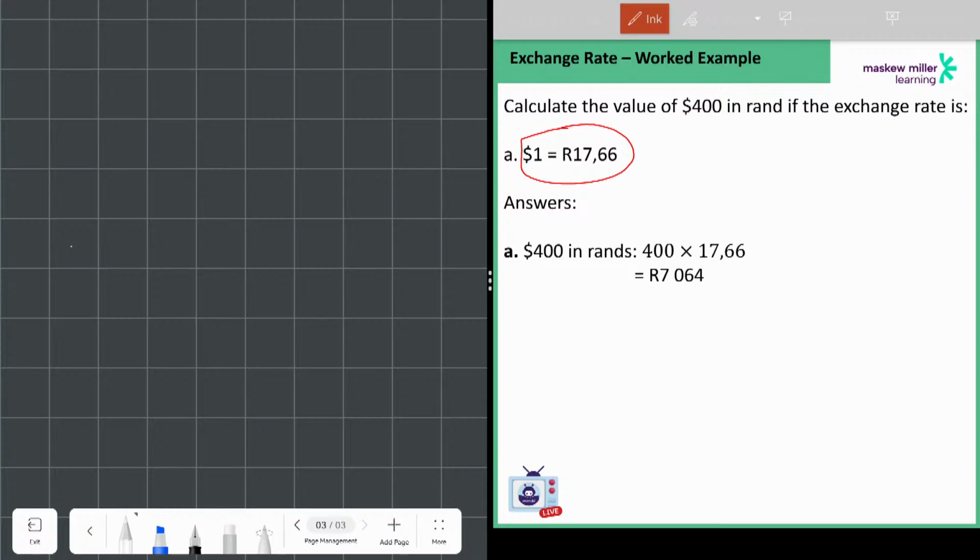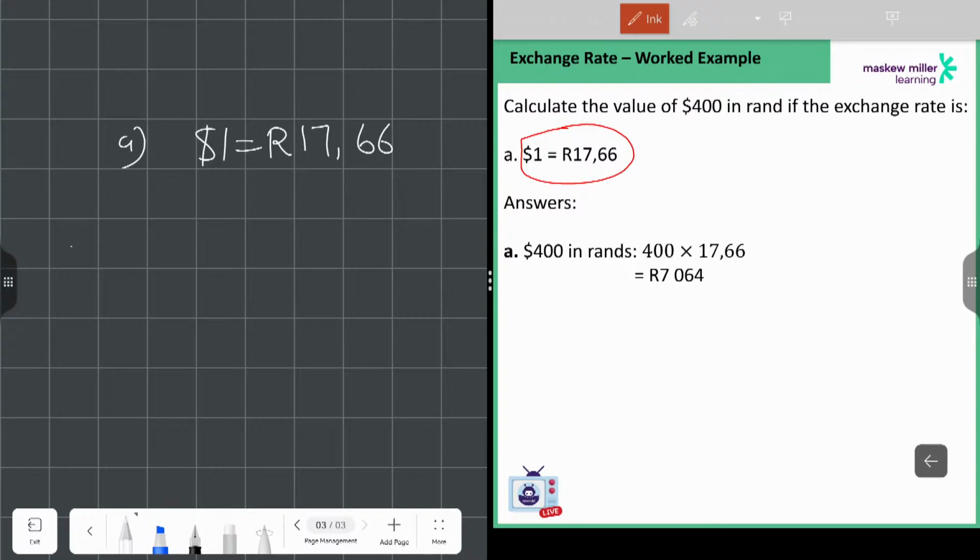But this question was saying calculate the value of $400 in rand if the exchange rate is given to be $1 equals 17.66, or 17 rand 66 cent. So what is it that you do here to answer that question? You simply just write it like this. You say, okay, I have $1. You just say I have $1 that equals 17 rand 66 cent, right?